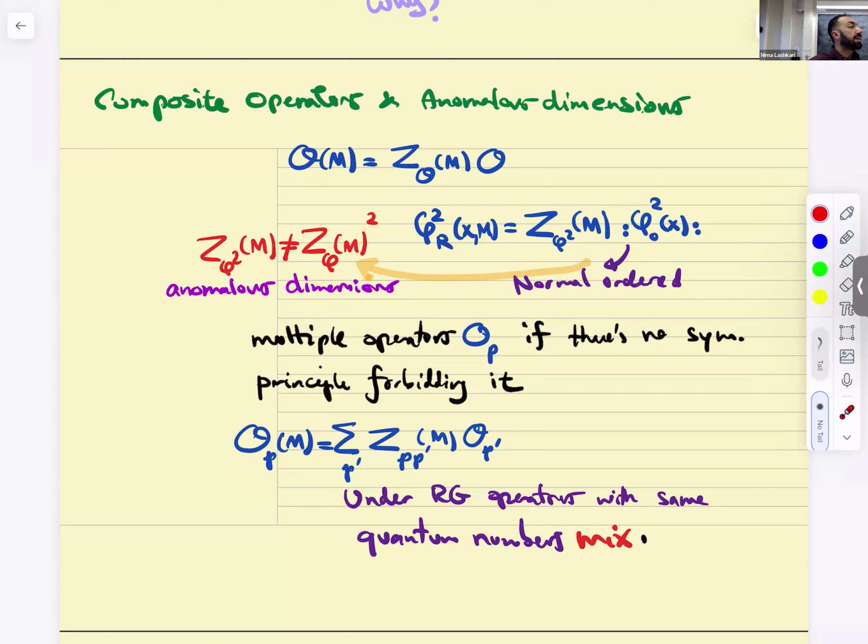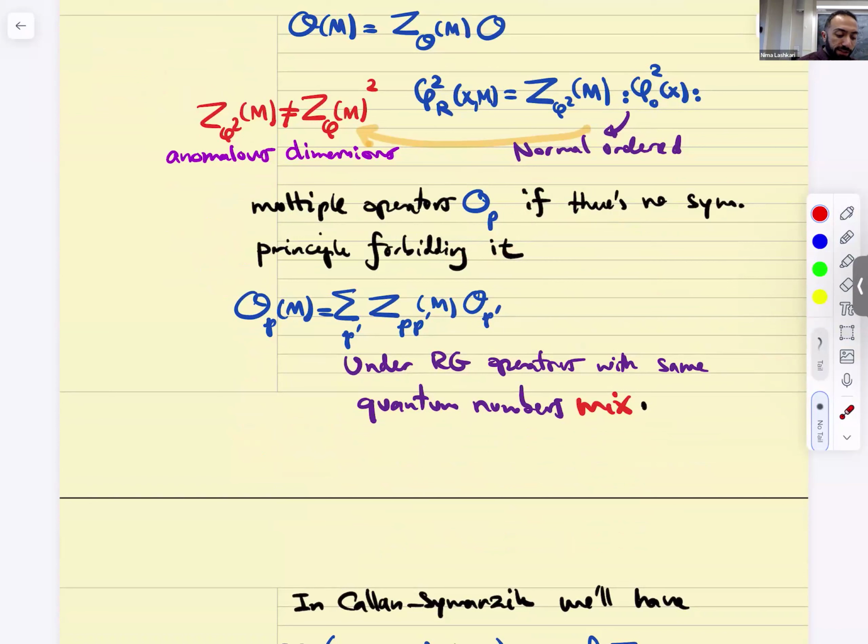What we're interested in this whole course is interacting theories. So if we're talking about interacting theories and perturbation theory, we're supposedly interested in cases where this is no longer holding. Anomalous dimensions. Yeah, okay, so I said that. Now, if there's an operator in general, under RG it will mix with all the other operators unless there's some sort of a quantum number or some symmetry that forbids it.